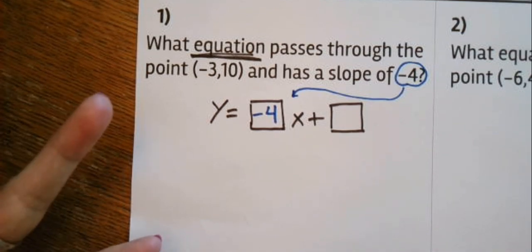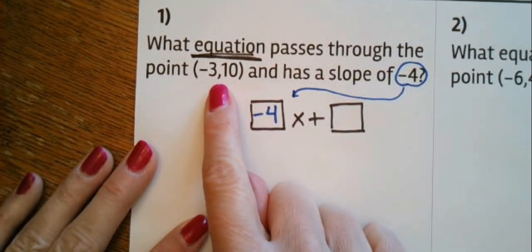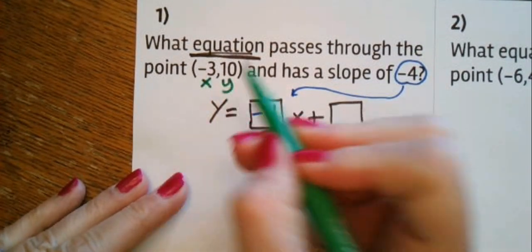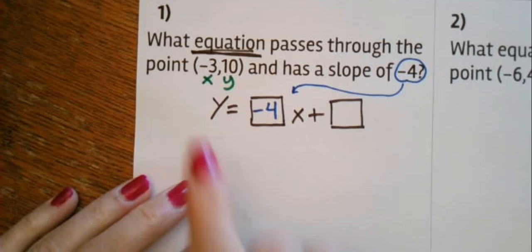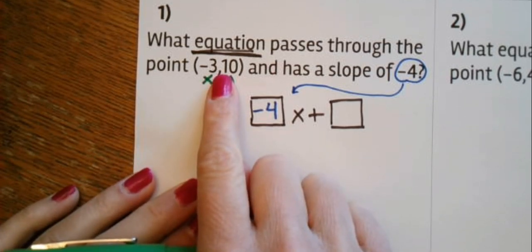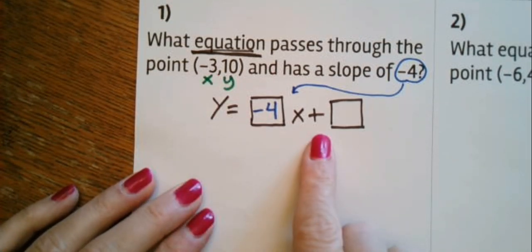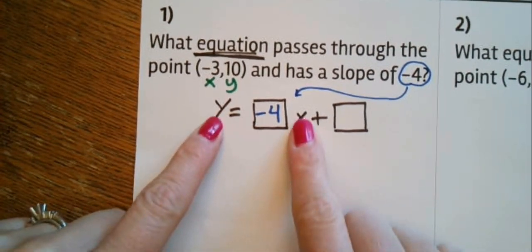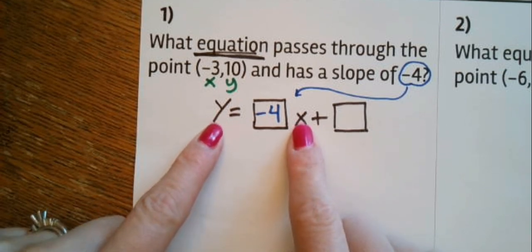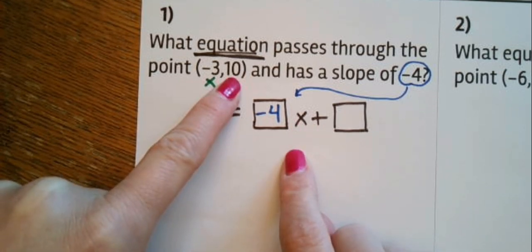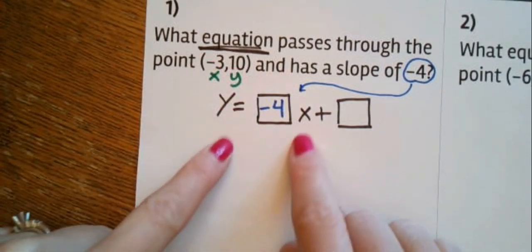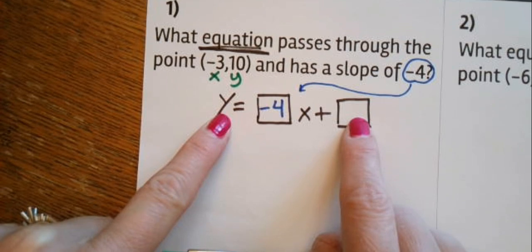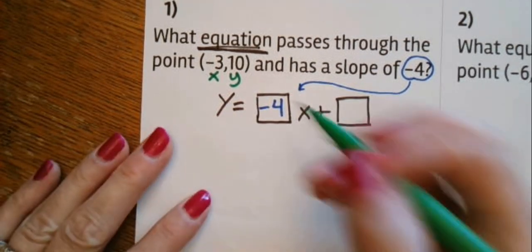Well, what other information do I have? I have the slope, I have a point, right? Do you see that? I have a point. I know that the line goes through that point. So this point is a solution along the line of this equation. Well, do you see that the equation has an x and a y in it? Yeah, this x and y are all the points that are solutions along the line. So if (-3, 10) is a solution, I should be able to plug -3 in here for x and 10 for y and solve the equation for b. Whoa, right? Let's give it a try.